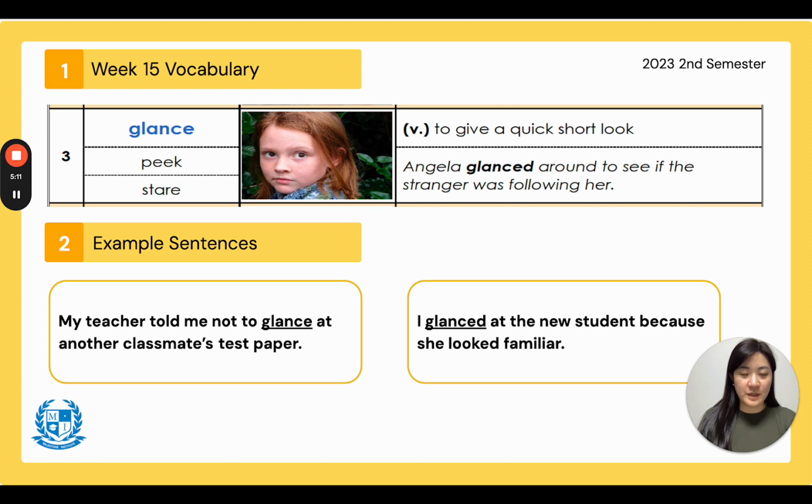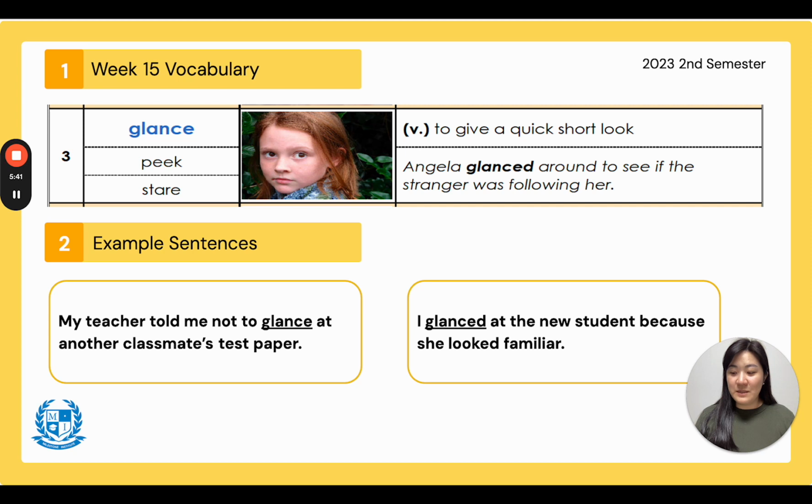The quick, short look. Angela glanced around to see if the stranger was following her. Oh my, what a scary sentence. Walking, and then you're to look back to see if they're following you. To glance, to look very quickly. Again, stare means to look at for a long time. But glance is to look quickly. Repeat after me. Angela glanced around to see if the stranger was following her.